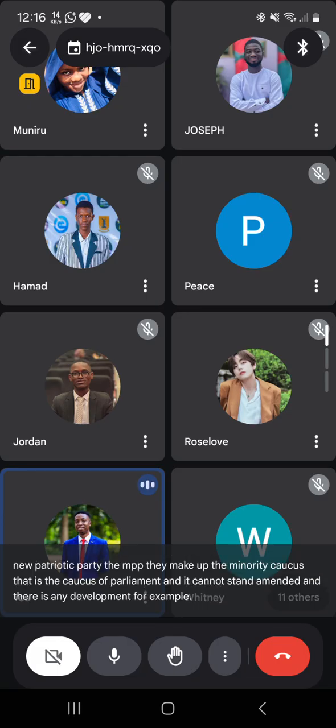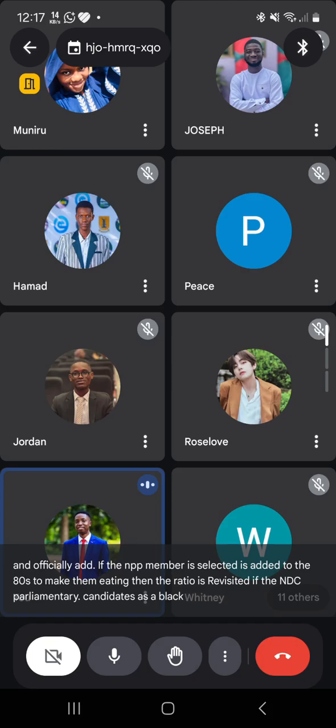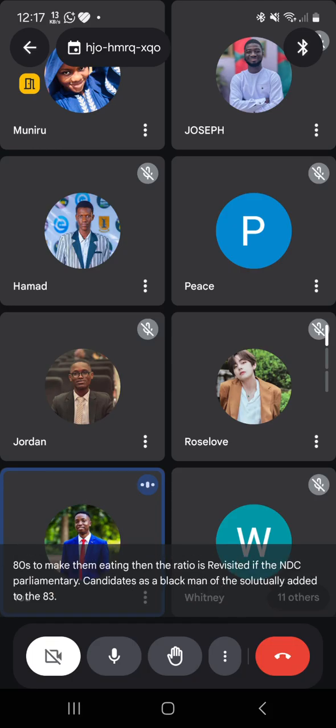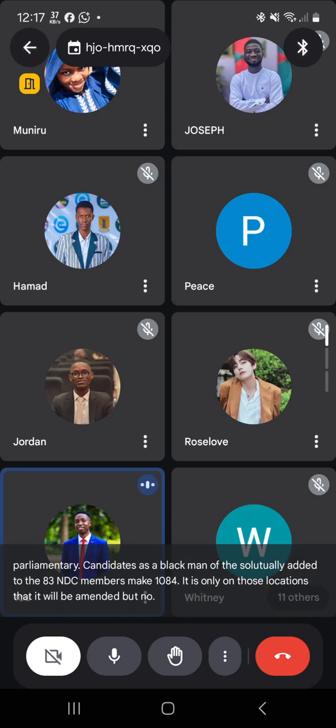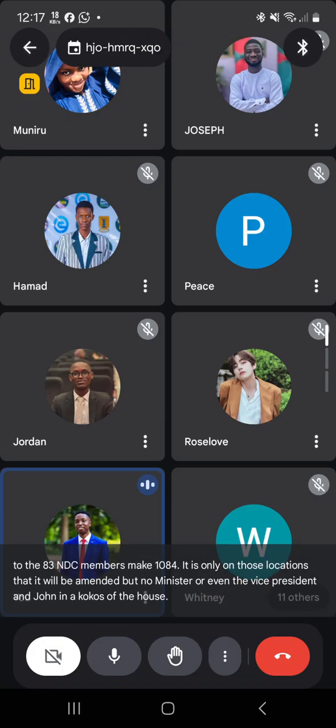For example, if the Ablekuma North issue has been resolved, then Parliament will have to relook at the caucus and officially add, if the NPP member is elected, is added to the 88 to make them 89, then the ratio is revisited. If the NDC parliamentary candidate wins at Ablekuma North, then it's officially added to the 183 NDC members, making them 184. It is only on those occasions that it will be amended, but no minister or whatsoever, or even the vice president, can join any caucus of the House on whatsoever terms. I hope I've made myself clear.